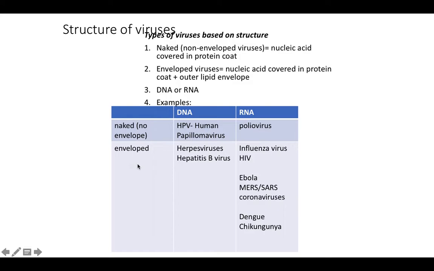So a naked DNA virus we discussed was a human papillomavirus. Remember, some strains can increase our risk for cervical cancer, cancer of the anus, rectum, penis, and the throat. A naked RNA virus is the poliovirus, right, with fecal-oral transmission.